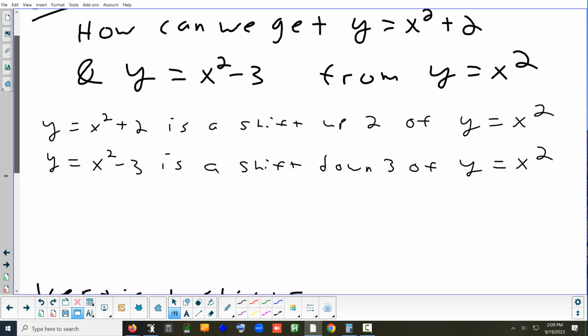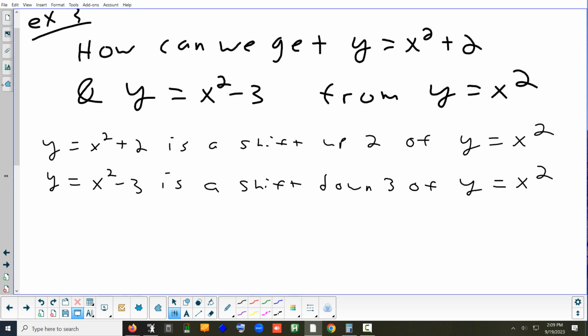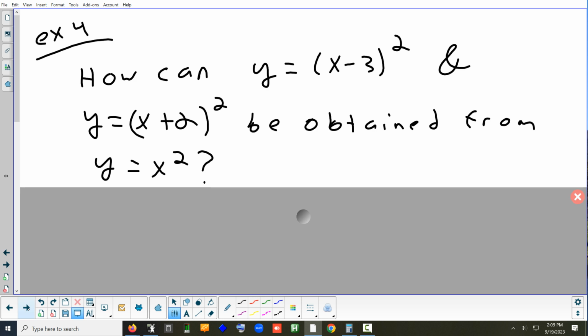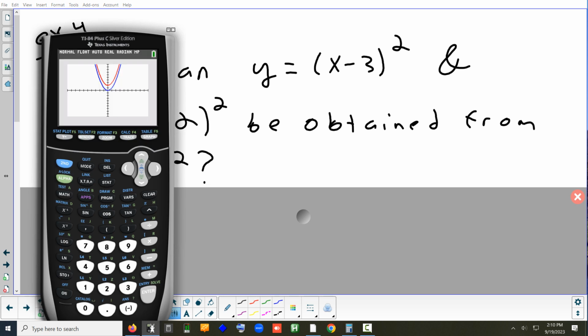Right, so we've done adding and subtracting on the end of the function. That's outside the parentheses. What do you think is going to happen if we add or subtract inside parentheses? Yeah. It's going to be a horizontal shift, left to right. Right, it's going to either shift left or right. The important thing is which way is which. So let's do x squared. And now let's do x minus 3 squared.